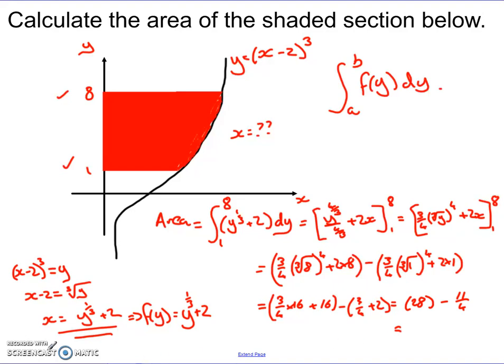Take the two of them away from each other. What you'll end up getting is 101/4. Stick the 28 over 4, make it a common denominator to be able to do it, and then you'll get your answer. So 112/4, take away 11/4 gives you that. So it's 101/4 units squared.